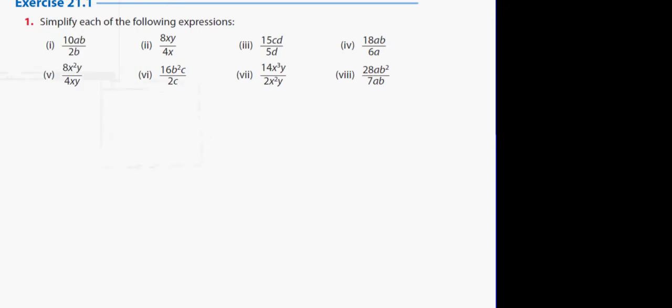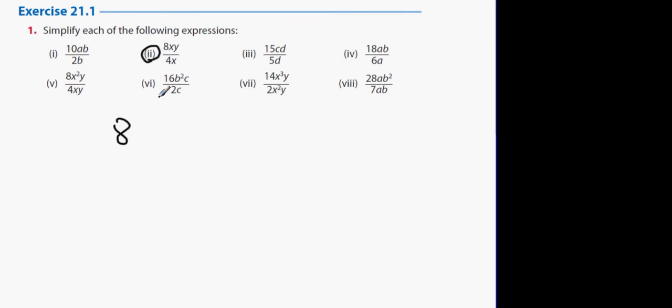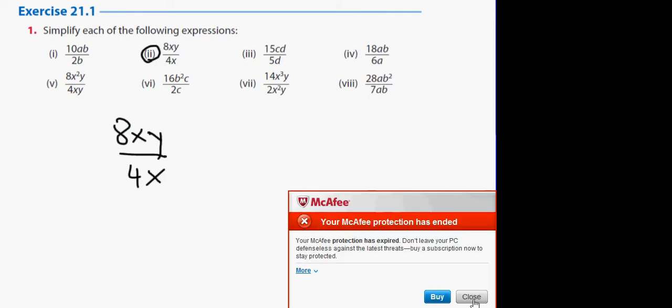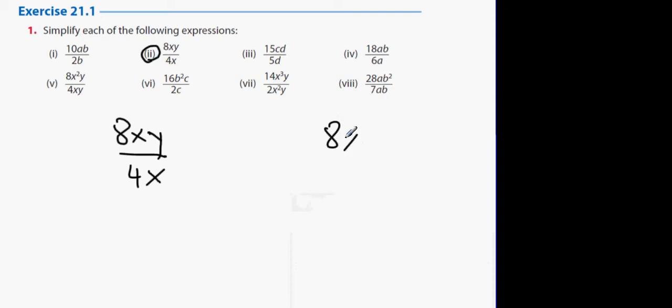What they're asking you to do is simplify the following expressions. I'm going to do part two: 8xy divided by 4x. On dividing, this can be presented as a fraction, 8xy over 4x. Now x divided by x will cancel off. 4 into 8 goes twice, and the answer we're left with is 2y, 2 multiplied by y. That's how we do it.